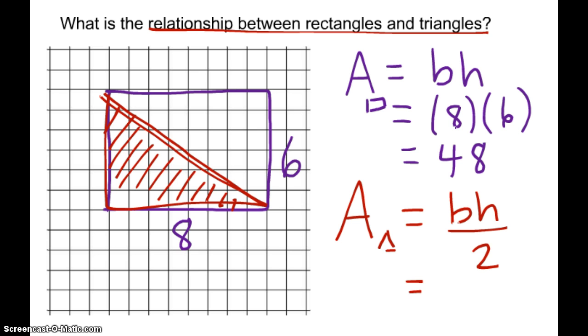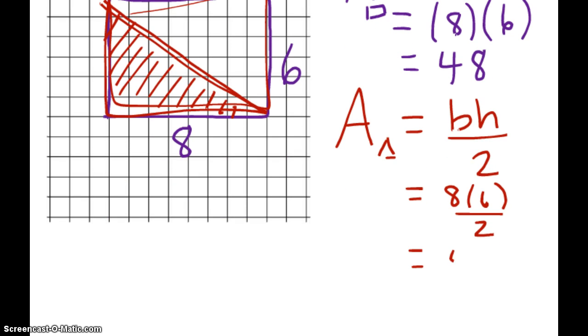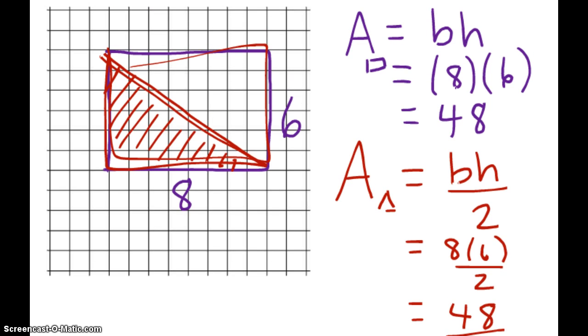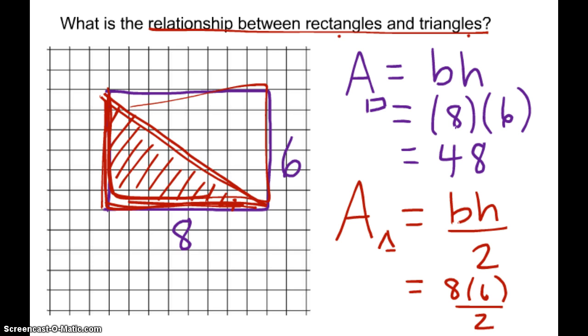So I just take the area of my rectangle, base times height, 8 times 6, and divide it by 2. So 48 divided by 2 is 24 square units. That's all. All I did to find the area of the triangle was base times height and divided it by 2, because a rectangle is twice a triangle, or a triangle is half of a rectangle.